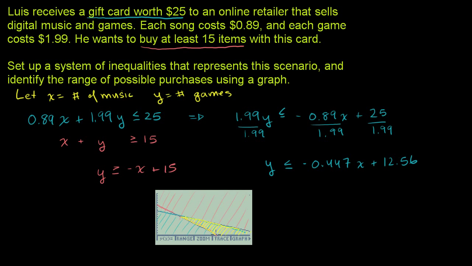And one thing you might want to consider, since you can't buy half a game or half a song, it would only be the integer coordinates in this region that would satisfy his constraints. So however many games, however many songs this is and music is, this would satisfy his constraints.